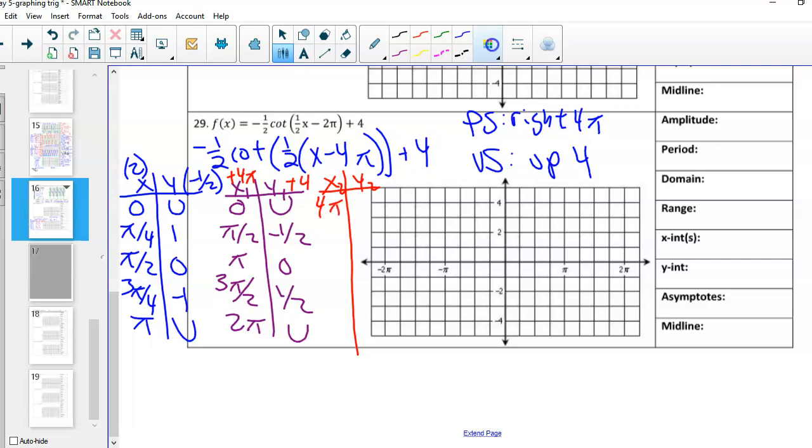So 4 pi, plus, or 4 plus 1/2 is 4 1/2, or 9/2. 5 pi, 4 pi plus 1.5 is 5.5, so 11/2, and then 6 pi. And then same thing for your y's. I'm adding 4, so 3 1/2, 4, and then 4 1/2, or 9/2.